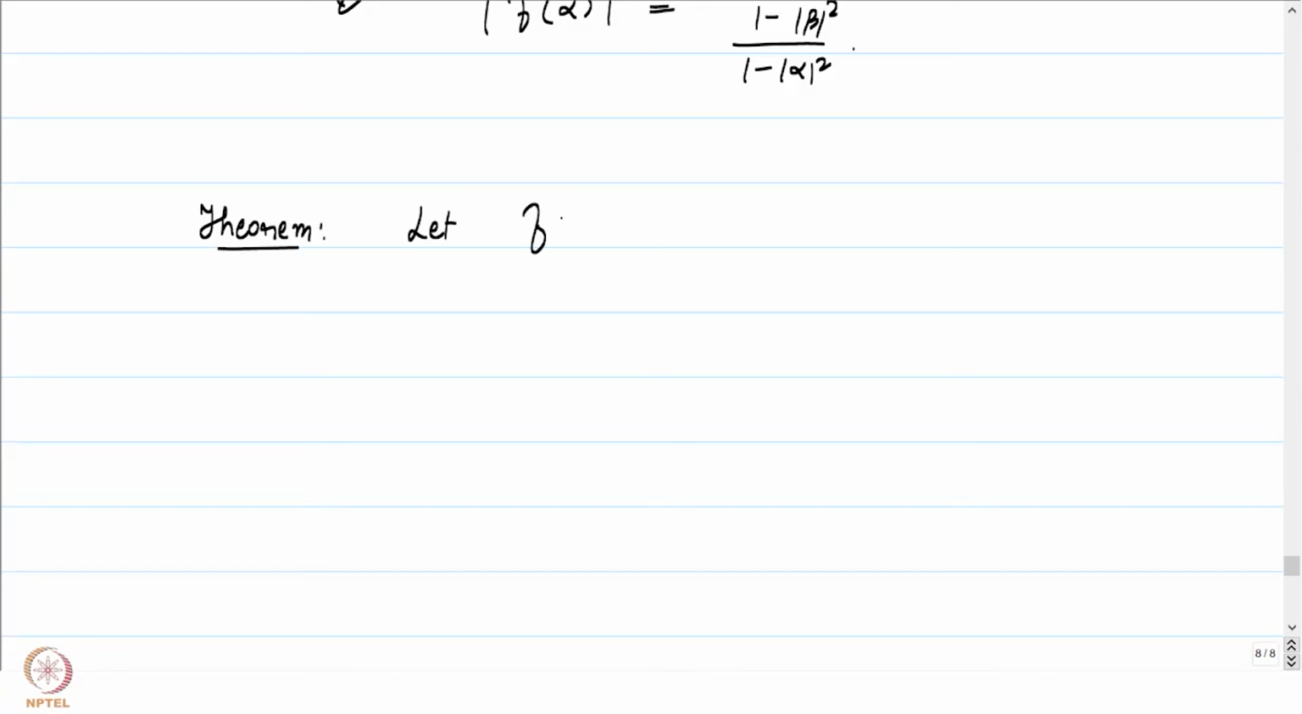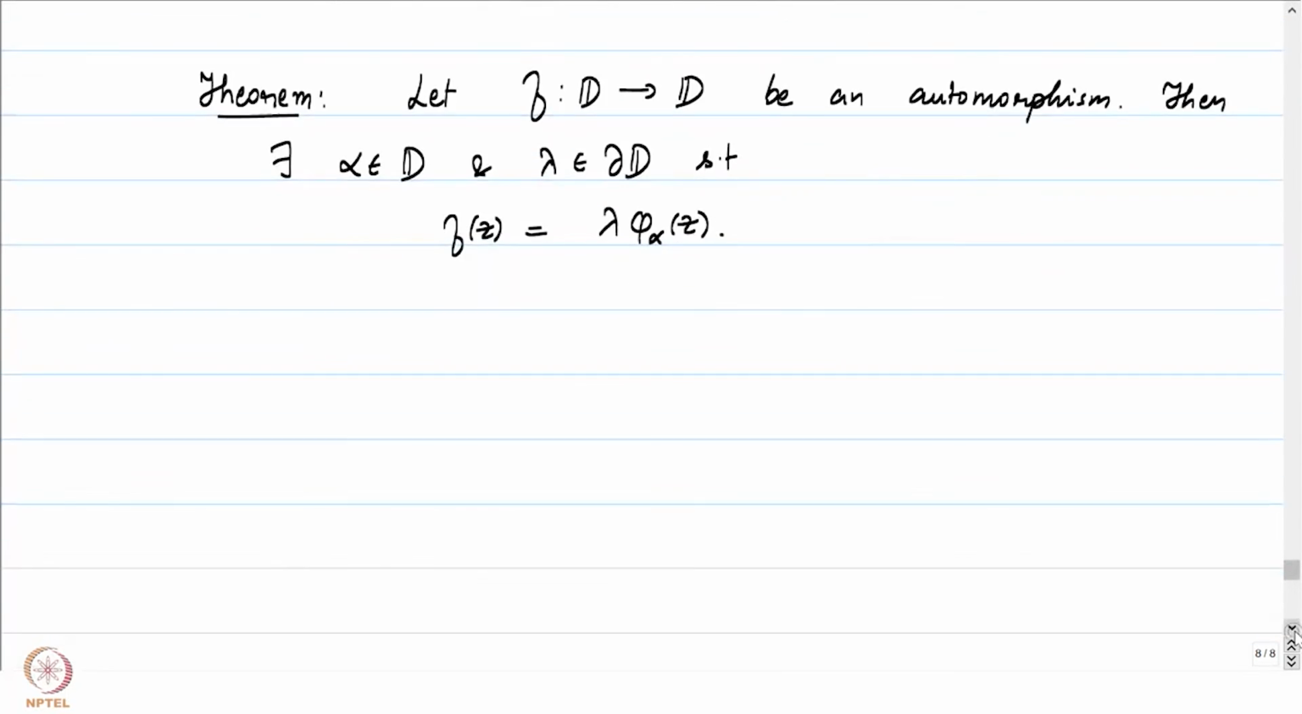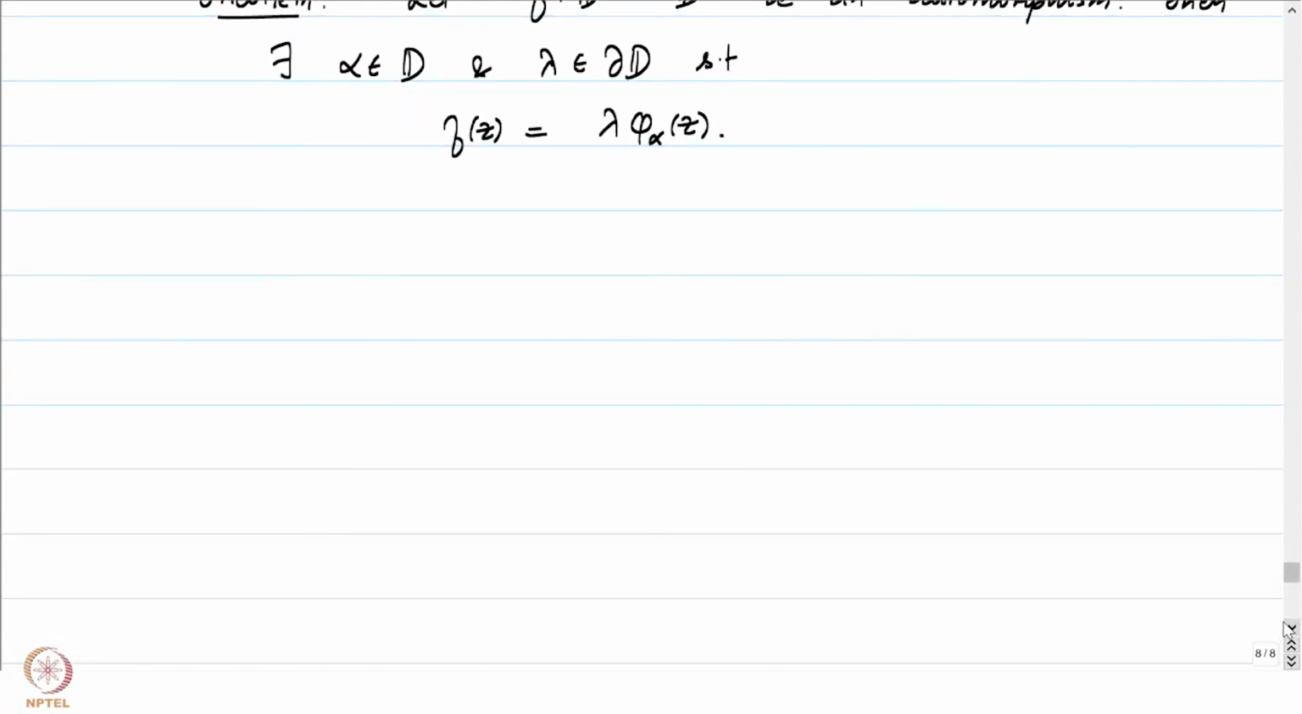Let f from D to itself be an automorphism. Then there exists α in the unit disk and λ in the boundary such that f(z) is equal to λ times φ_α(z). So the theorem tells us that any automorphism of the unit disk should necessarily be of this type. So let's see how that's going to work out.